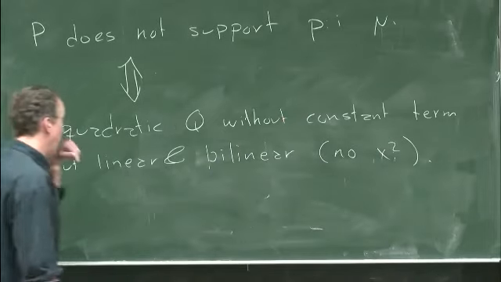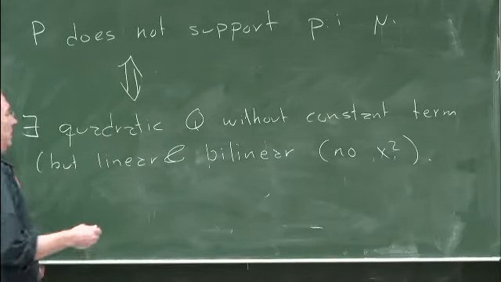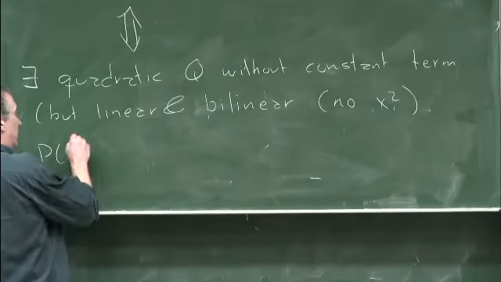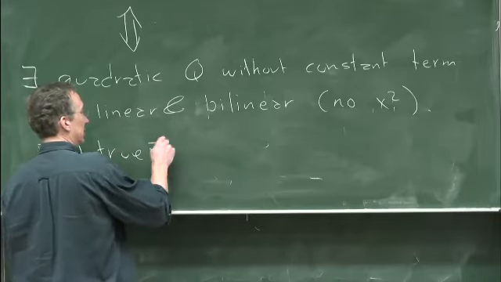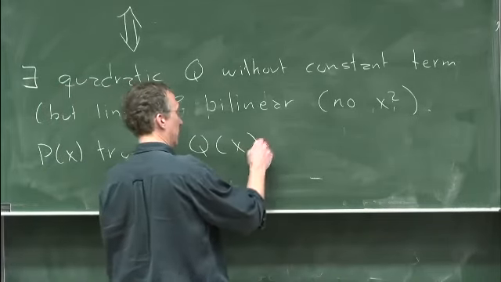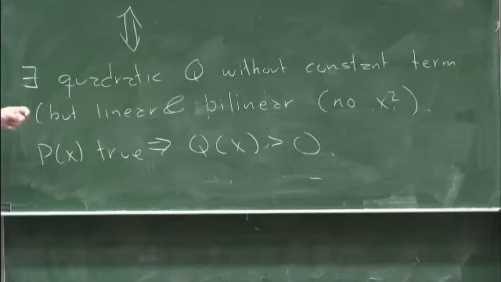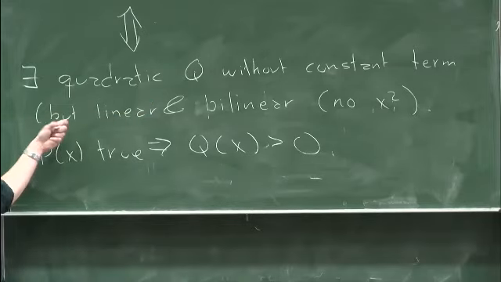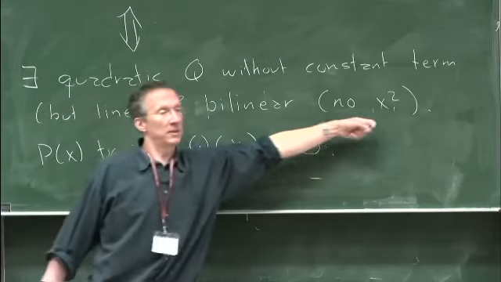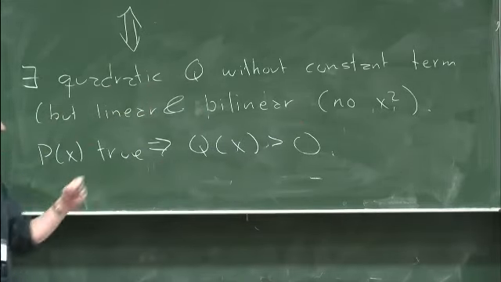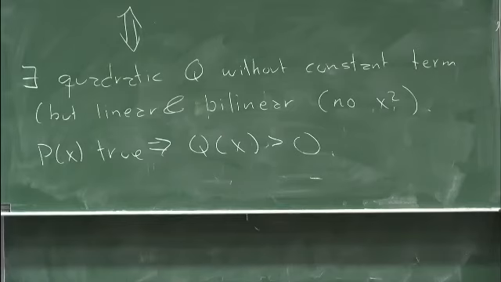Okay, so I'll say that there. I claim that if it doesn't support a pairwise independent measure, there's some quadratic function, and it doesn't have a constant term. It has linear and bilinear terms. It doesn't have any quadratic terms, such that for any string accepted by P, this quadratic term is in fact positive.